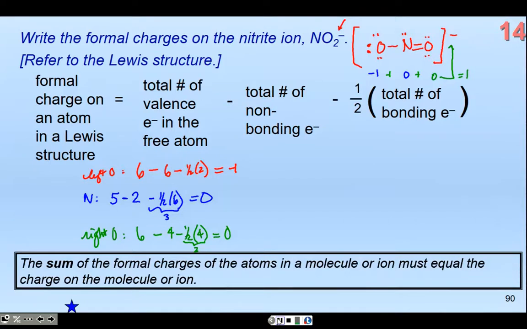Lewis structures with formal charges do take practice. Notice that having your lone pairs in the right places is key and essential to getting them correct. Be very careful as you work your way through these.